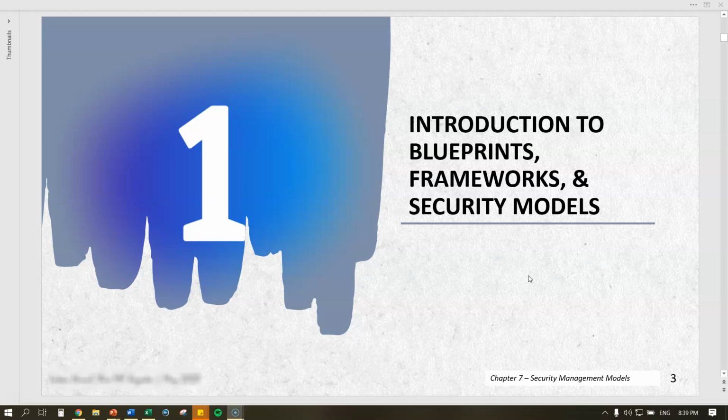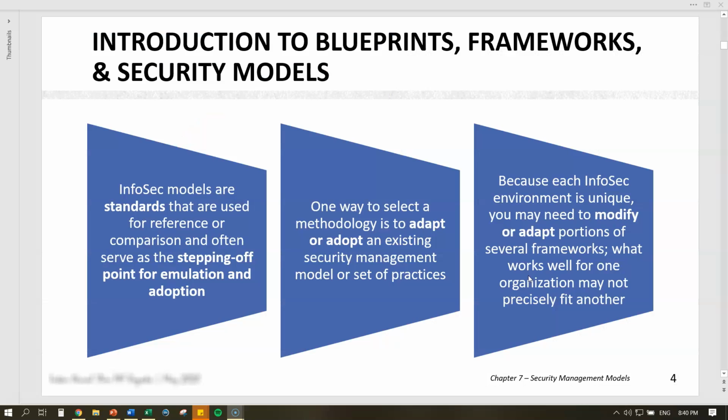Now let's go to the first subtopic, which is introduction to blueprints, frameworks and security models. When we talk about information security model, it is a standard that used for reference or comparison and often serve as the stepping off point for emulation and adoption. Basically, all organizations need to decide which type of security management model that they need to implement at their organization. One way to select a methodology is to adapt or adopt an existing security management model or set of practices.